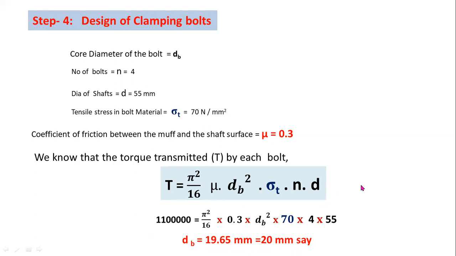For design of any coupling, first of all, you have to select a suitable size of solid shaft. After getting the size of a shaft, you have to design a sunk key. After that, you have to design a sleeve or muff coupling.